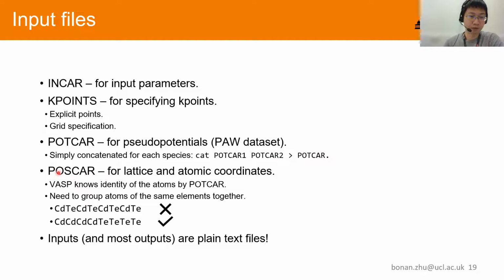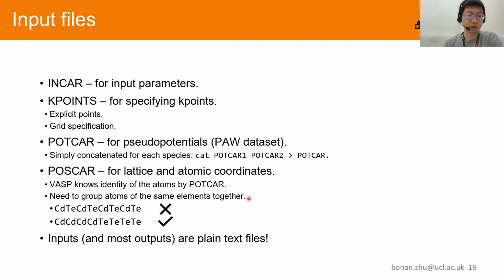And the POSCAR is also very important. It is for specifying the lattice and atomic coordinates. VASP actually does not know which atom is which. The only way it knows is by looking at the order that you specify them in the POSCAR, which has to be identical to the POTCAR.